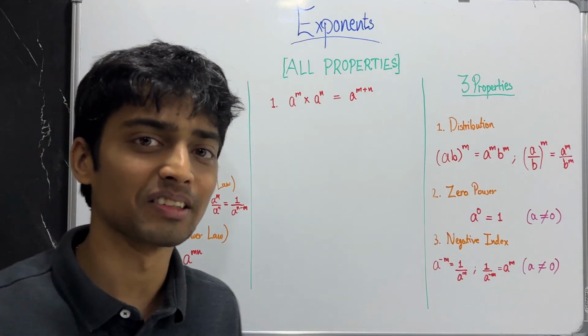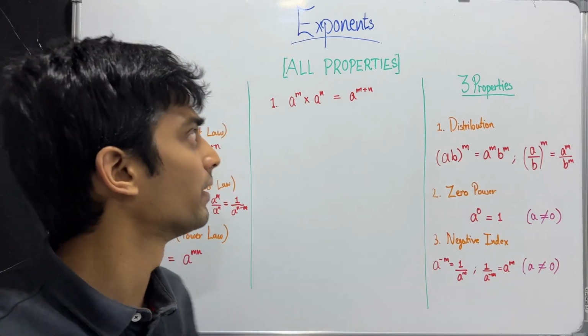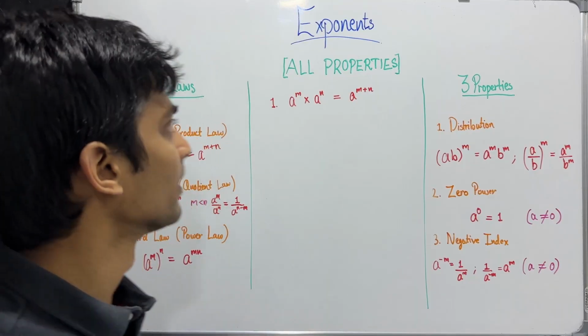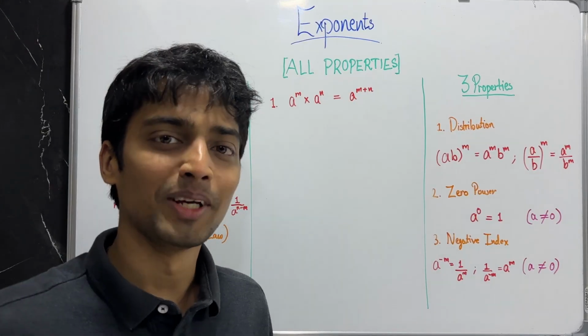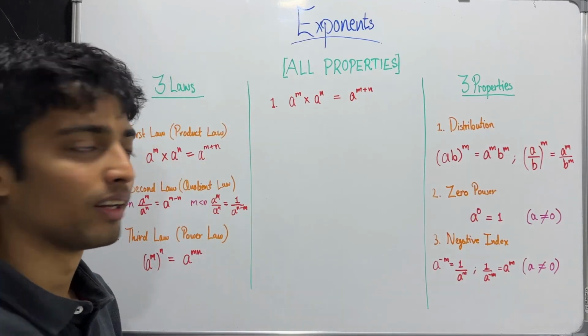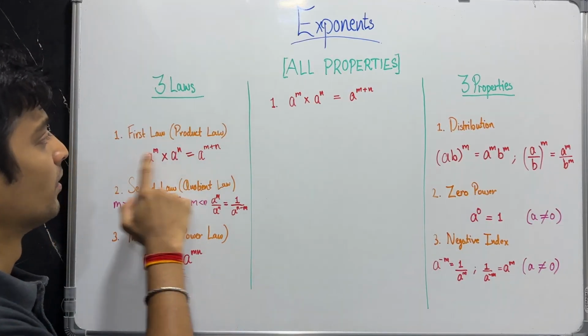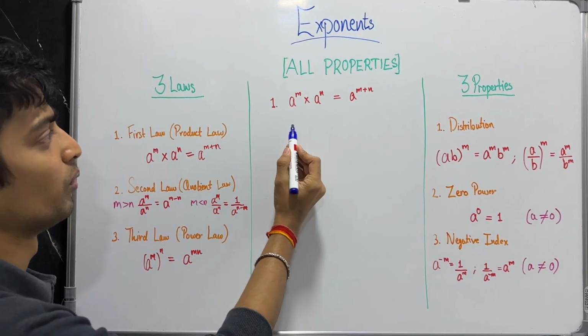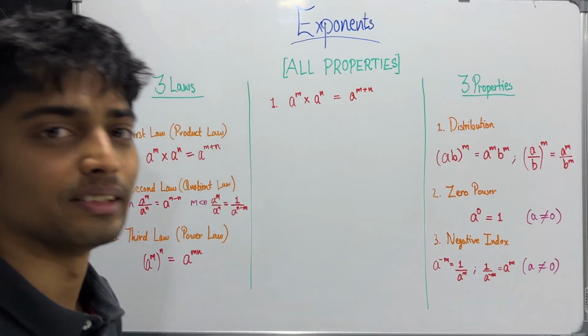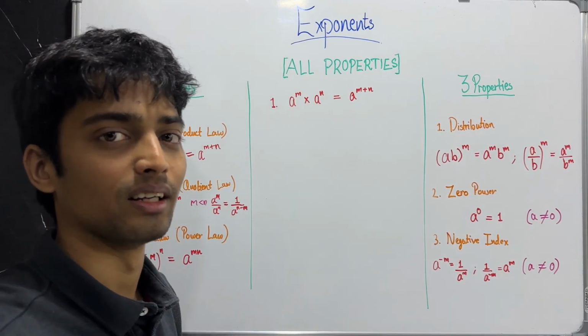In this video, we will be studying all the laws and properties of exponents. So there are 3 laws and 3 properties. We will be going through each property one by one with explanation. So let's start. First law we have is the product law. a raised to m multiplied by a raised to n is equal to a raised to m plus n.